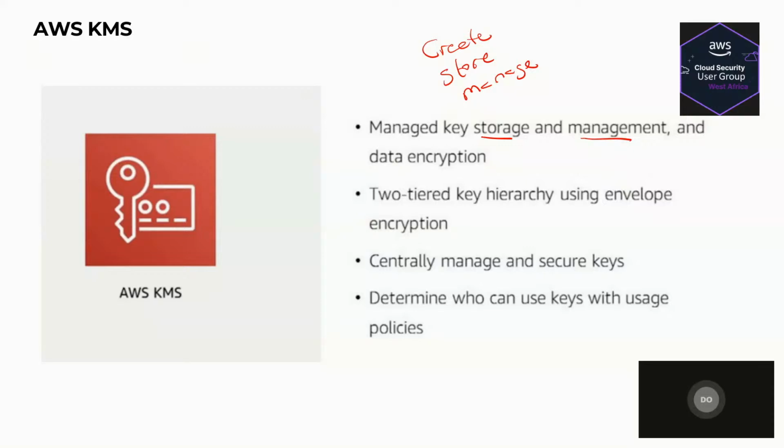KMS uses a two-tiered key hierarchy, using something called envelope encryption. We'll talk about that in the next slide, so this will make more sense to you. We can use it to centrally manage our keys, to secure access to our keys, and to determine who can use keys with usage policies. So we can use KMS for all of this.